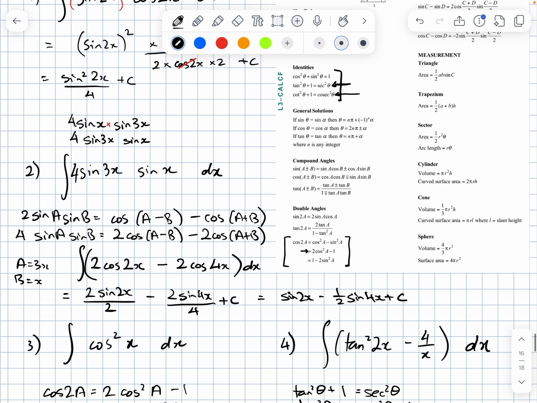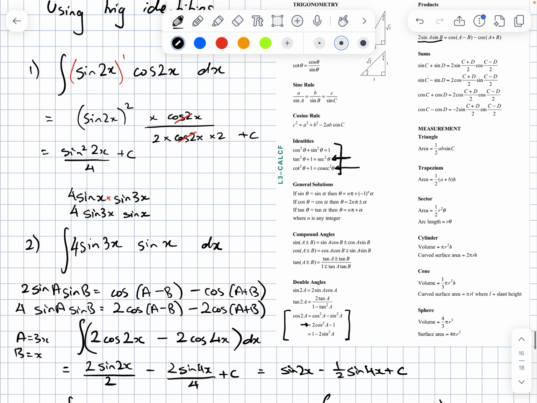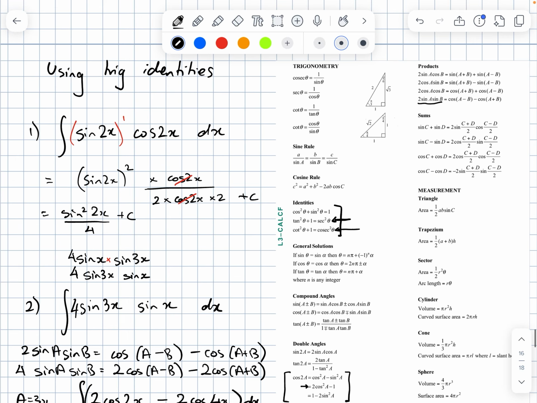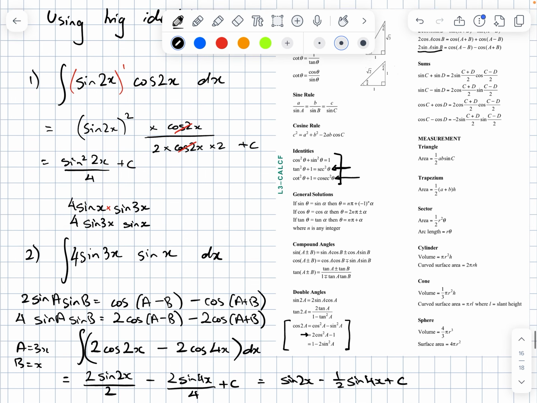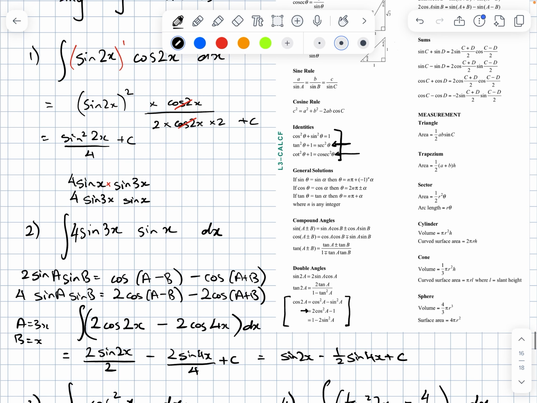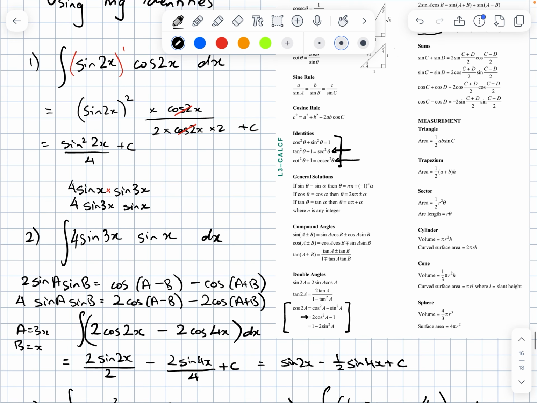So I have not covered the use of every single rule here, but hopefully enough to get you started. If you ever get some sort of product or hard integration that involves trig and you're not sure what to do, look to your formula sheet and try and find a pair that gives you something that you are familiar with integrating.